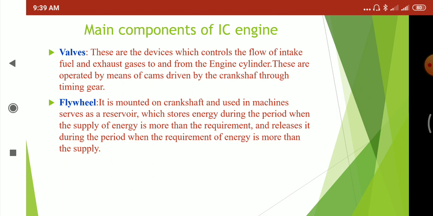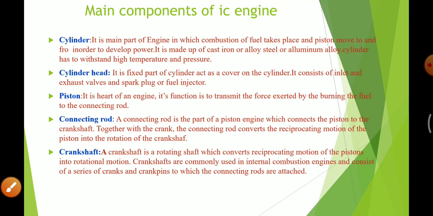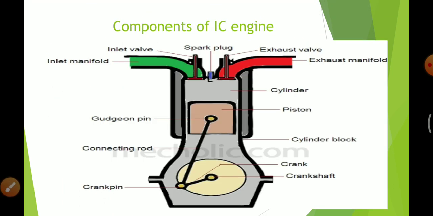So as we know, the flywheel is a device which stores the energy in the power stroke and releases energy in the exhaust stroke, which maintains the speed of the shaft constant, or you can say simply the piston. It maintains the speed of the engine constant throughout the cycle. That's why the flywheel is used.